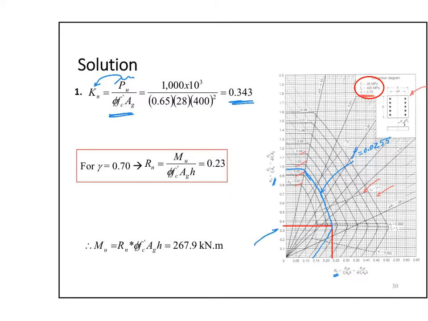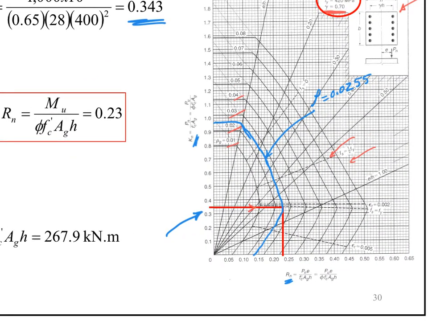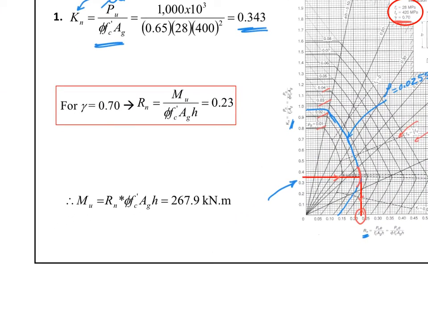0.343. I go this way until I hit the curve. I go this way until I hit my curve, which is this curve, and then I go down. I got a value here. What is this value? It's the Rn. So now I got from the graph 0.23. I plug it in here and solve for mu. This whole thing is mu.